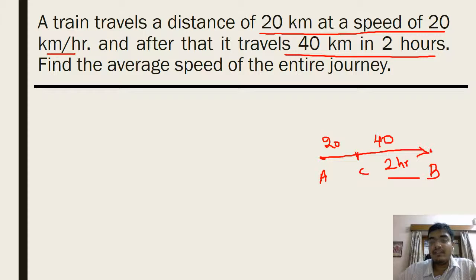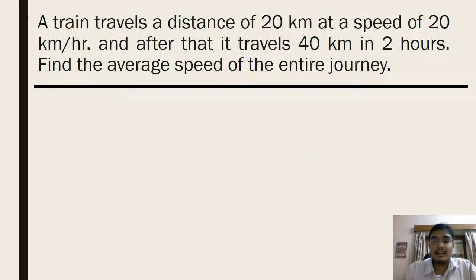So we are not given the speed from C to B, but distance and time. And from A to C, we are given distance and speed. And we are required to find the average speed of the entire journey. So to find that, what we'll do is, we'll first take out our total distance. So what would be the total distance? From point A to point C, the distance is 20 kilometers, and from point C to point B, the distance was 40.